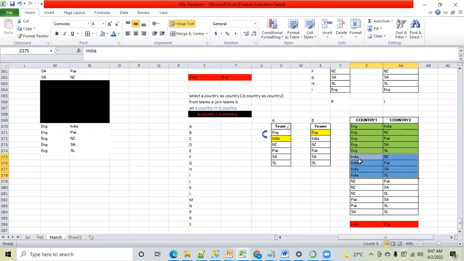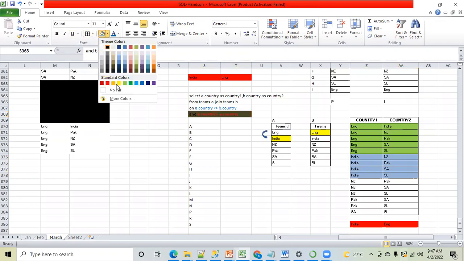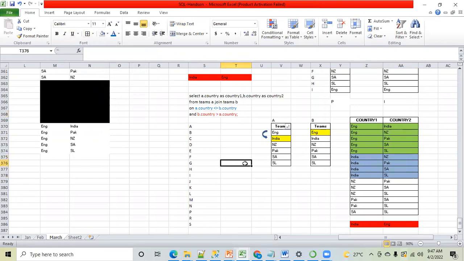Because of the second condition. In the second condition, I am telling the SQL engine to please match with all the successive records. Means match India with New Zealand, match India with Pakistan, match India with South Africa, match India with Sri Lanka. Don't match India with England. Why? Because already England with India has been covered. So I don't want India to again repeat with England.